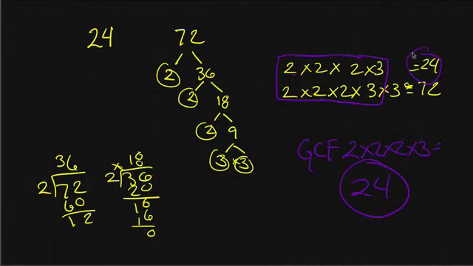24 is a factor of 72, and we can prove it. Watch, 24 times, I'll just use this leftover number here, 3. 3 times 4 is 12, 60, 72. That's right, so 24 is a factor. And I can tell because of all the twins. I'll circle the twins. 2 and 2, 2 and 2, 2 and 2, 3 and 3.